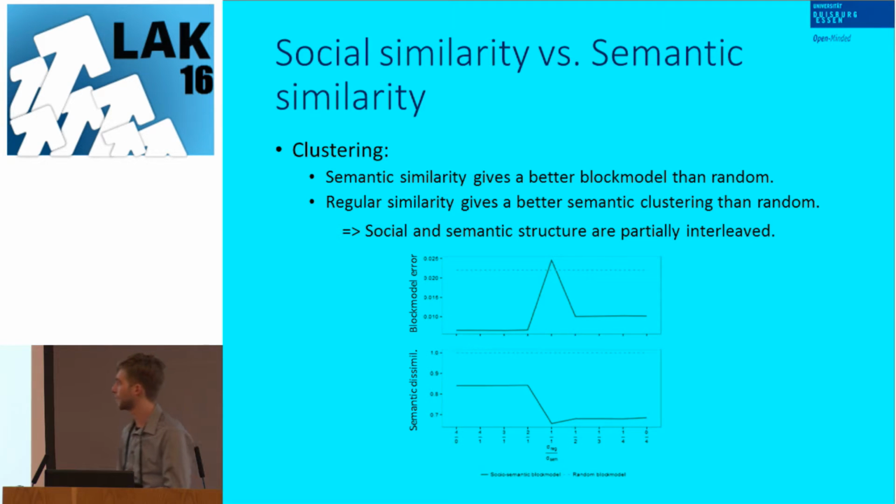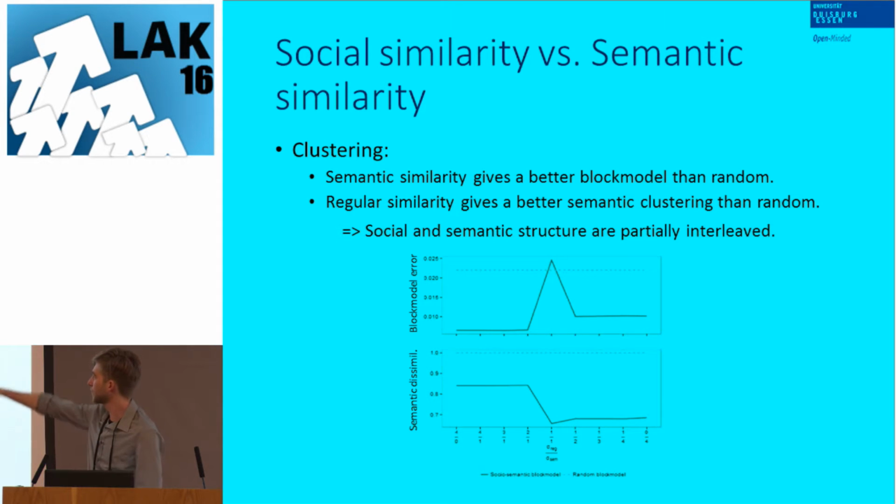Here we have the result of block modeling and clustering. The first diagram depicts the block model error. To the left, there is a high weight on social similarity, so the block modeling error is low. To the right, the weight of the semantic similarity is greater than the weight of the social similarity. There is some kind of phase transition. The block modeling error rises and the semantic dissimilarity of the clusters decreases. This goes along with the very low correlation of social and semantic similarity.